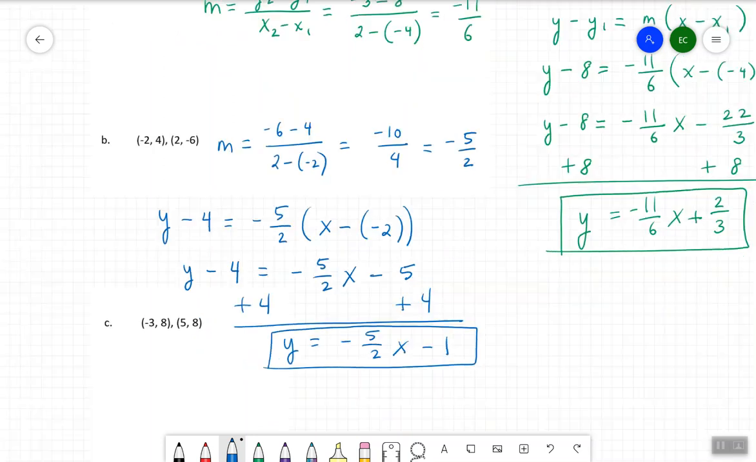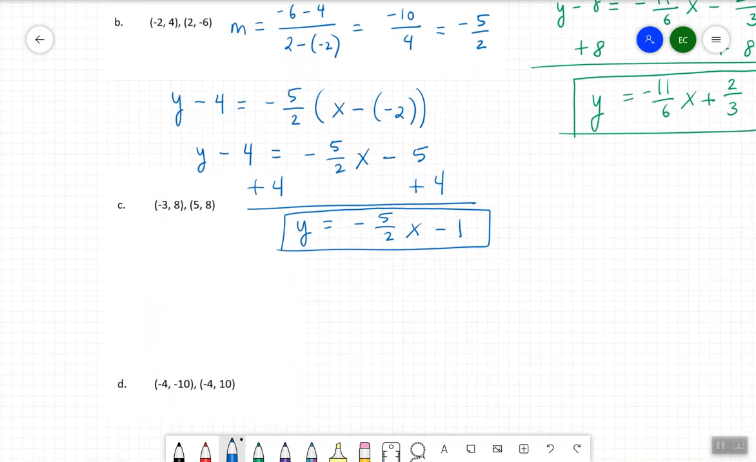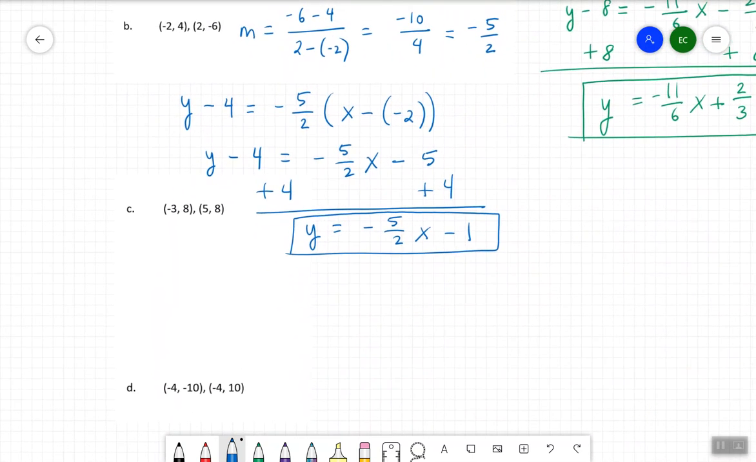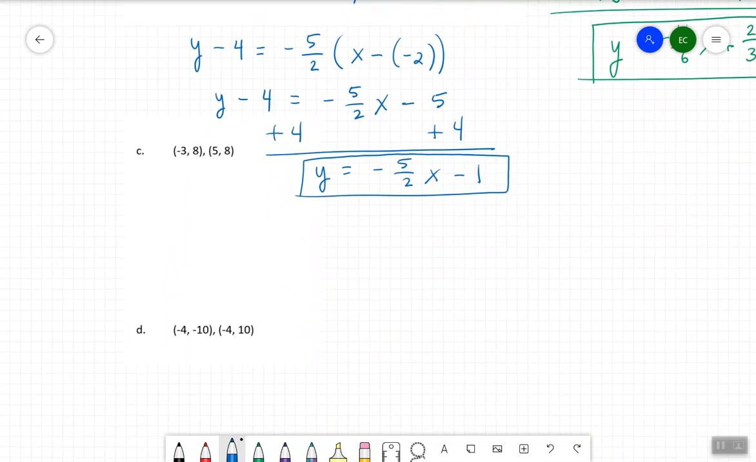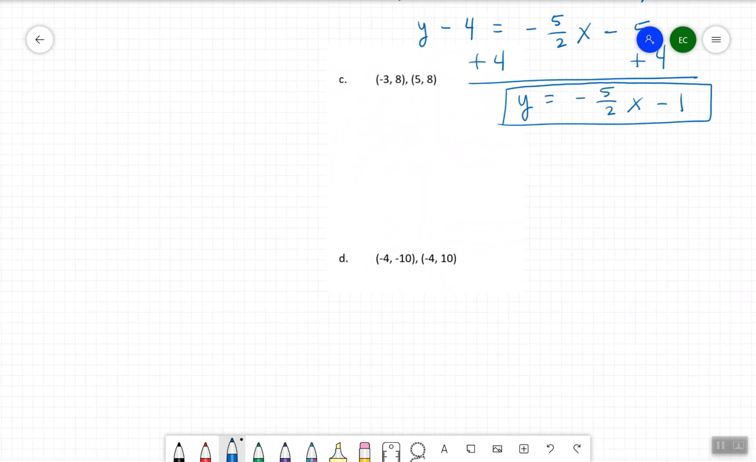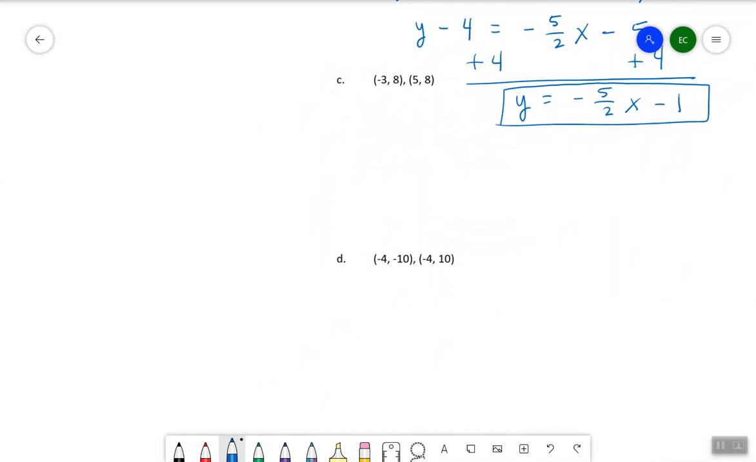Okay, well, let's go on and let's do this again. In part C, we have negative 3, 8, and 5, 8. And so this one is going to come out a little bit different.